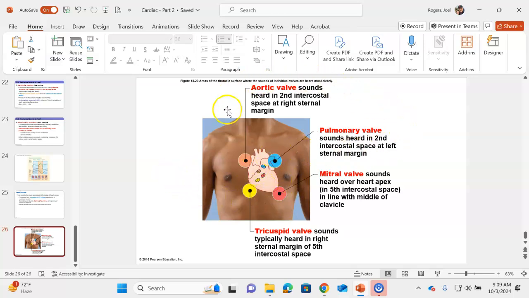If you look up here, these first two, so up here on the upper chest, we're dealing with the sounds coming from the semilunar valves. So they're in the second intercostal spaces at the right and left sternal margins. The AV valves are in the fifth intercostal spaces, the tricuspid valve at the right sternal margin, but the mitral valve is kind of in line with the middle of the clavicle, not the sternal margin over here.